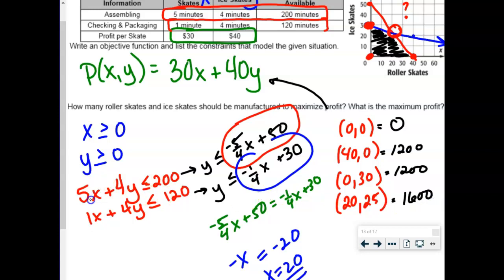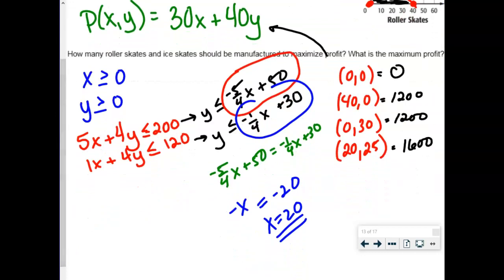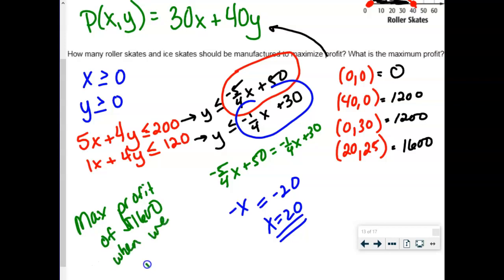It is 1600. Okay, so that was a fun activity. How many roller skates and ice skates should be manufactured to maximize their profit, and what is the maximum profit? So we have a max profit of 1600 when we produce 20 roller skate pairs, we're not really sure what they're doing here, and 25 ice skates.